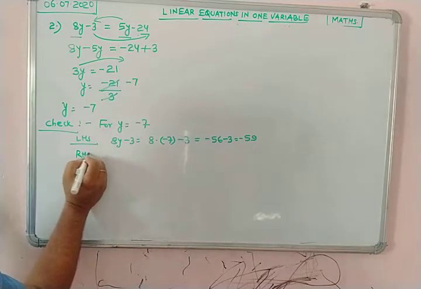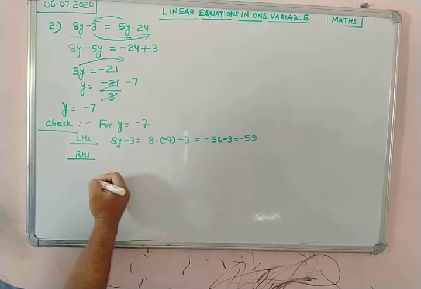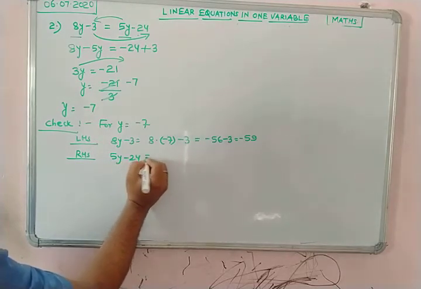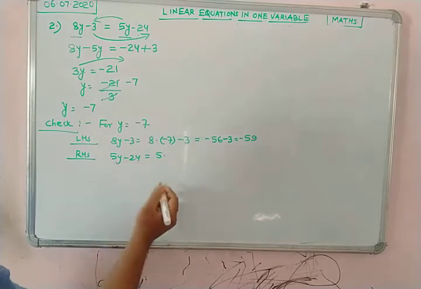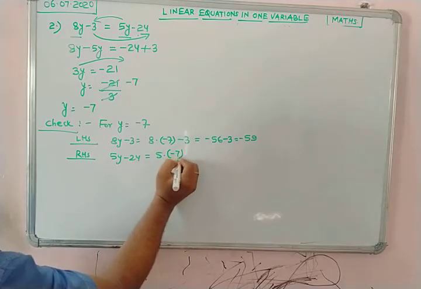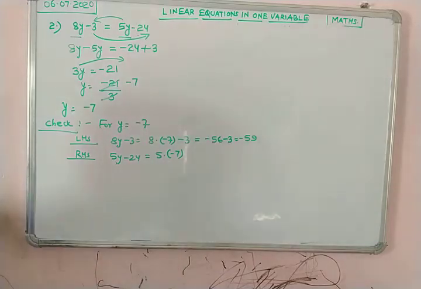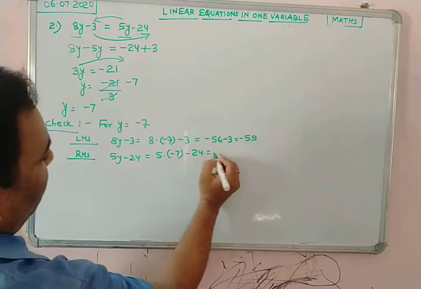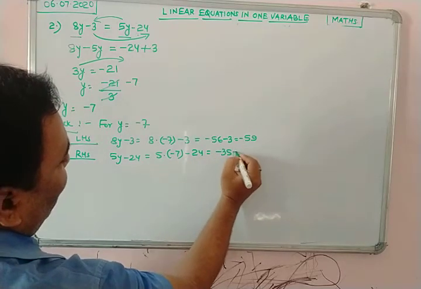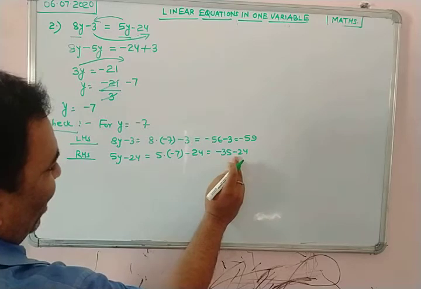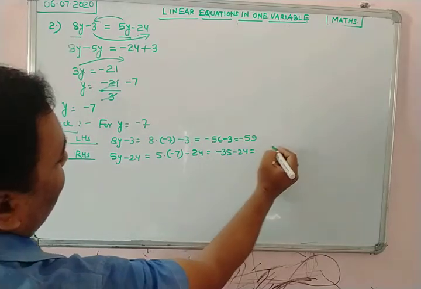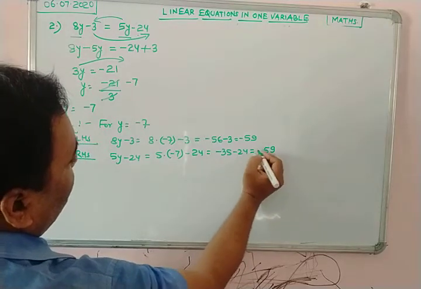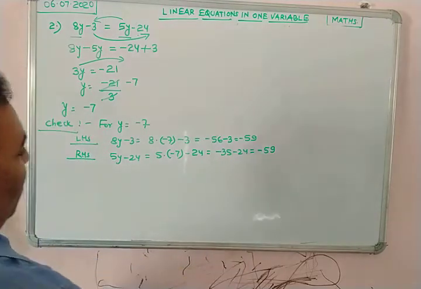Let's find out what value we are going to get in the RHS case. It is 5y minus 24, equal to 5 into y. Y value is minus 7, so minus 7 is getting kept. Minus 24. 5 sevens are 35. Minus 35 minus 24, minus and minus make plus, that means we will add here, 5 plus 4 is 9, 3 plus 2 is 5. 35 is the greater number, the sign is minus, so minus is given.